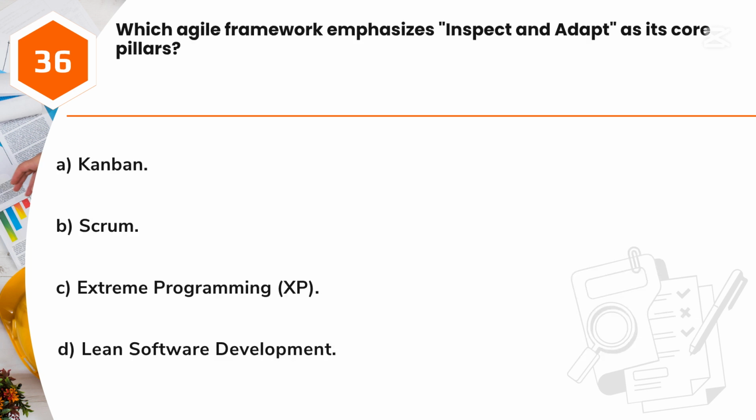Question 36. Which Agile framework emphasizes inspect and adapt as its core pillars? A. Kanban. B. Scrum. C. Extreme Programming, XP. D. Lean software development.